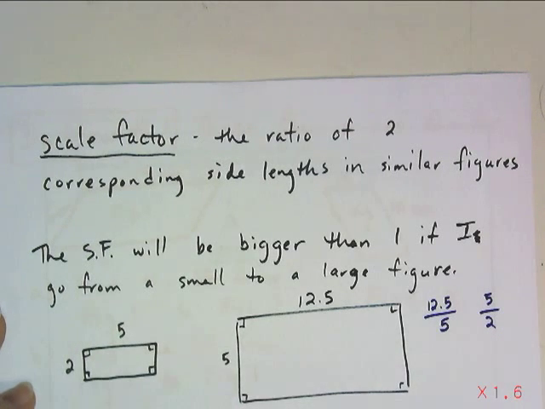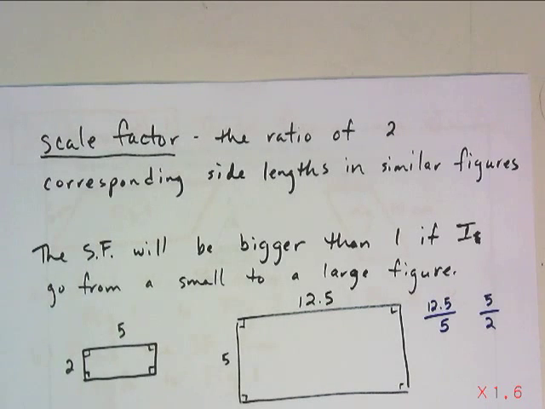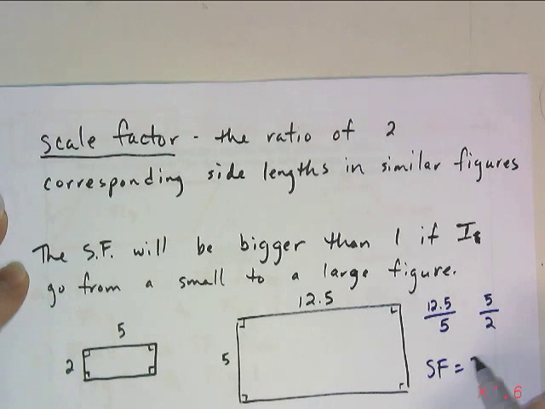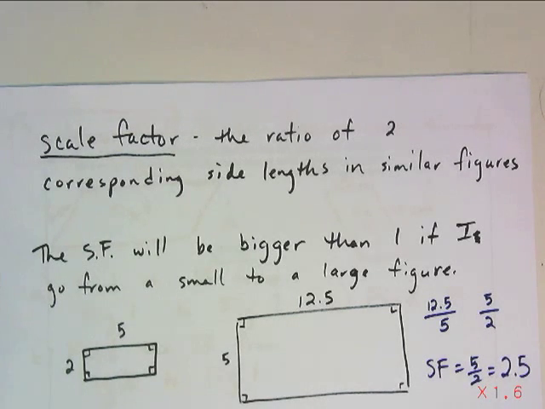What do these ratios reduce to? Because I definitely want to reduce. Well, actually, this is the simplified version of this fraction. If you wanted to, you could change 5/2 into a decimal, but there's no need to. So your scale factor here is 5/2. If you really wanted to change that to 2.5, you can also do that.